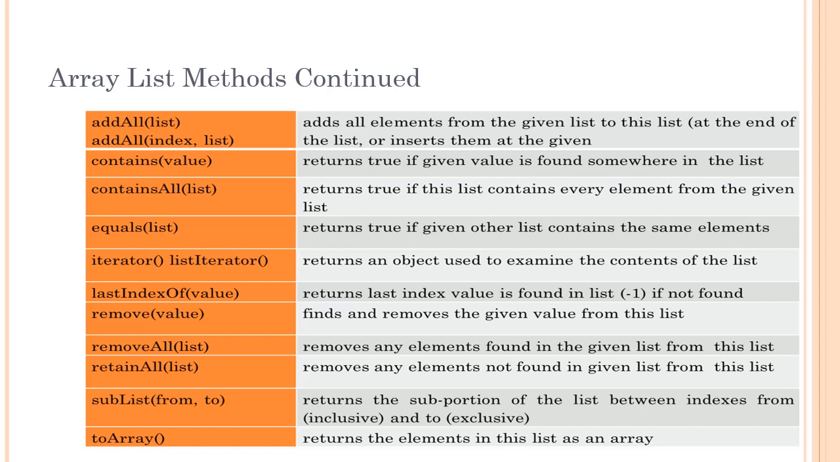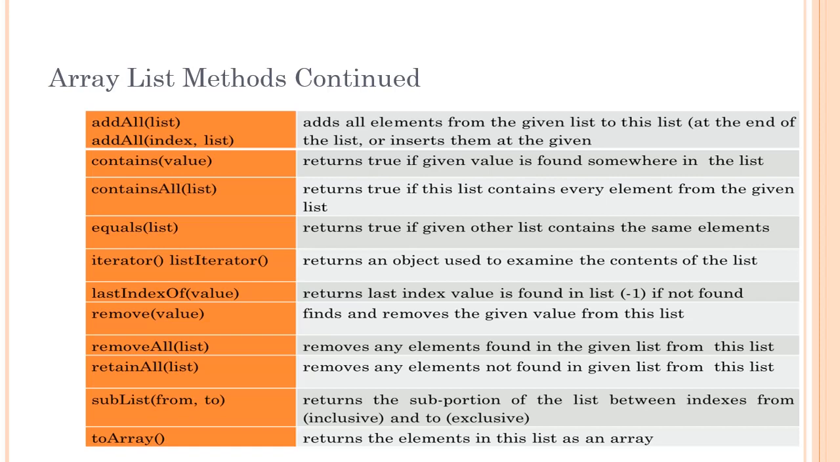The method contains searches for an element inside the list, and it will return true if the given value is found and false otherwise. containsAll takes as an argument a list of elements, and it will return true if the current list contains every element from the given list. The method equals will return true if the two lists contain exactly the same elements.